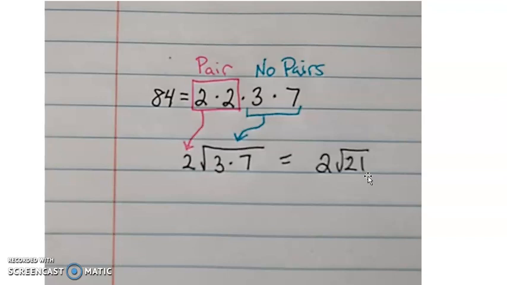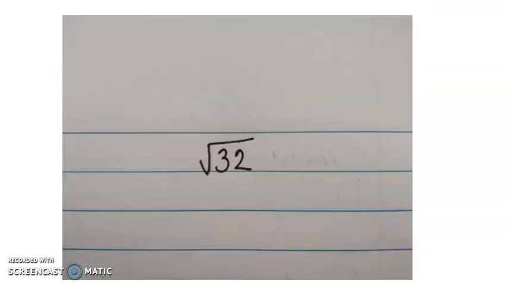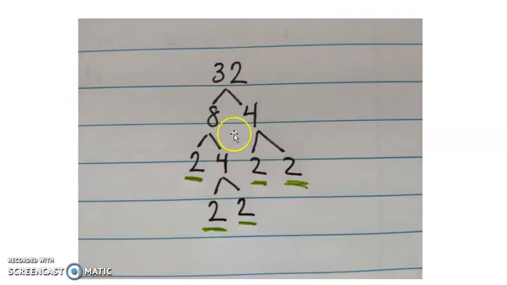Let me show you another example. In this one, I needed to find the square root of 32. So I'm going to do a factor tree for the square root of 32. And 32 I know is 8 times 4. And 4 is not prime, so I know 4 is 2 times 2. 8 is 2 times 4. And again, 4 is 2 times 2. So I have a 2, 2, 2, 2, and 2. There are 5 2's there.